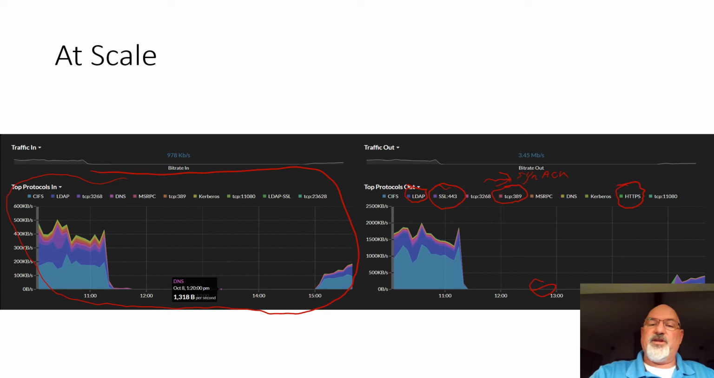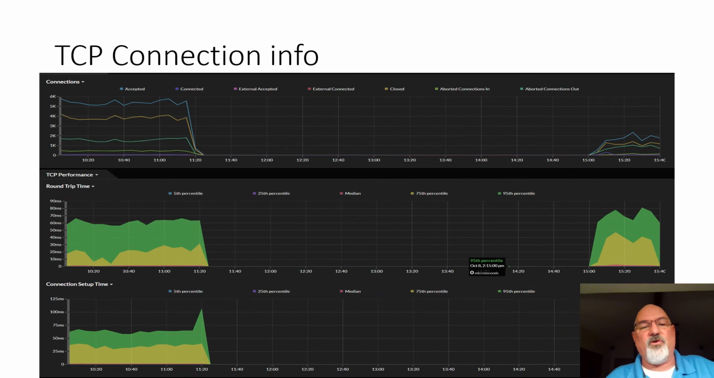That's why knowing and understanding this whole stack becomes extremely important. You can get a lot of information out of it. It's pretty cool, and when you see it at scale, you get a lot more. So then you can take a look at things like the connection info: the accepted, the connected, the external accepted, external connected, closed, aborted. In this case, everything just dropped out, right? The server didn't respond.